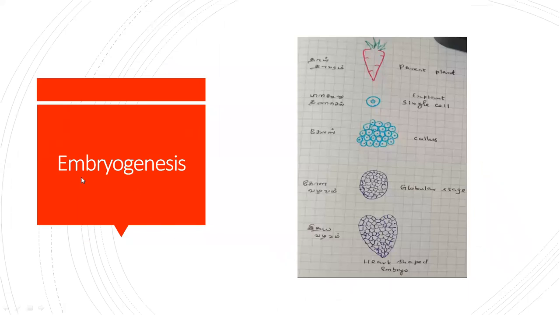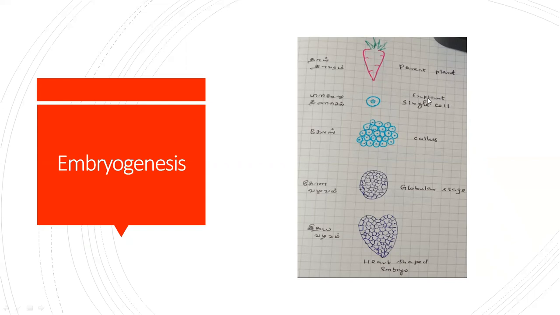For embryogenesis, for the formation of embryo through plant tissue culture, especially somatic embryo formation, we need an explant. The explant is actually taken from the plant body, the mother plant, maybe from the shoot or from the root or from the node and internode of the plants. So the cell to be grown in tissue culture is said to be the explant or the inoculum.